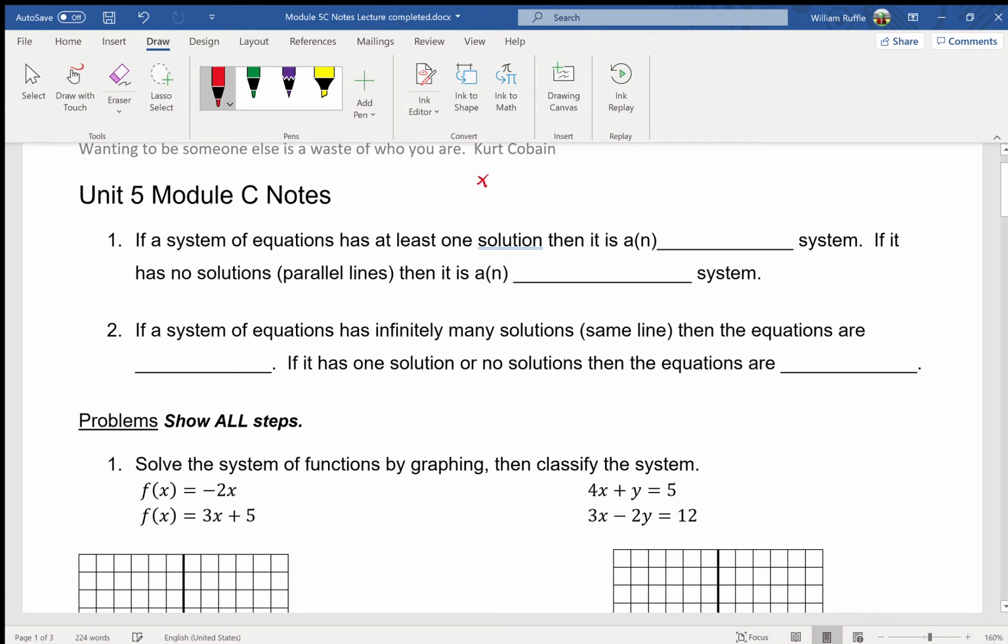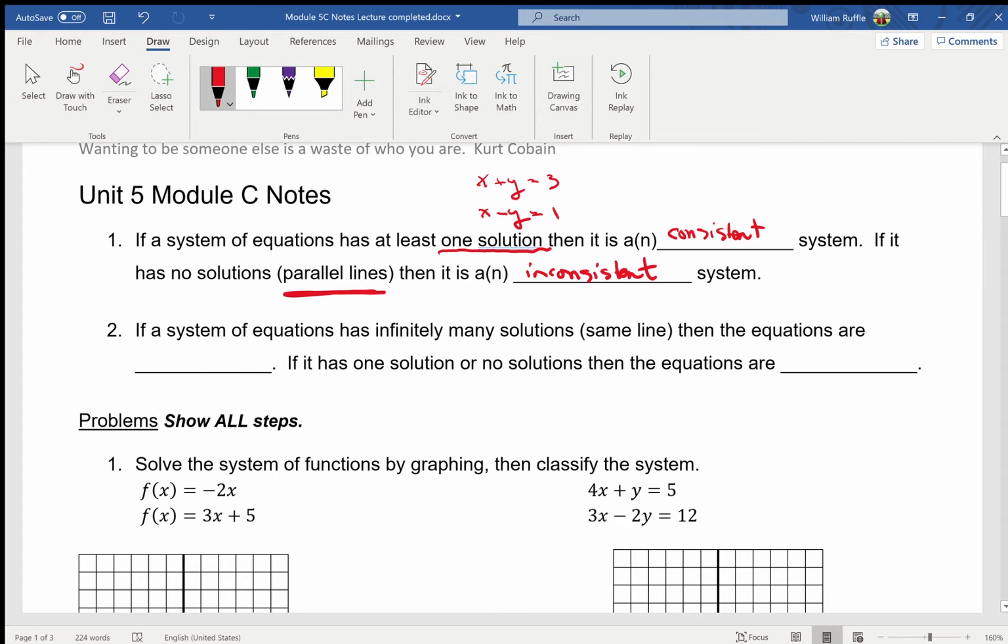Basically, that means we're going to have 2 equations, and we're going to find solutions to both of them. At least we're hoping to find both. But if it has at least one solution, it's called consistent. If they are parallel lines, it's called inconsistent. Now, inconsistent lines give us no solutions. That's why they're parallel, because they never intersect.